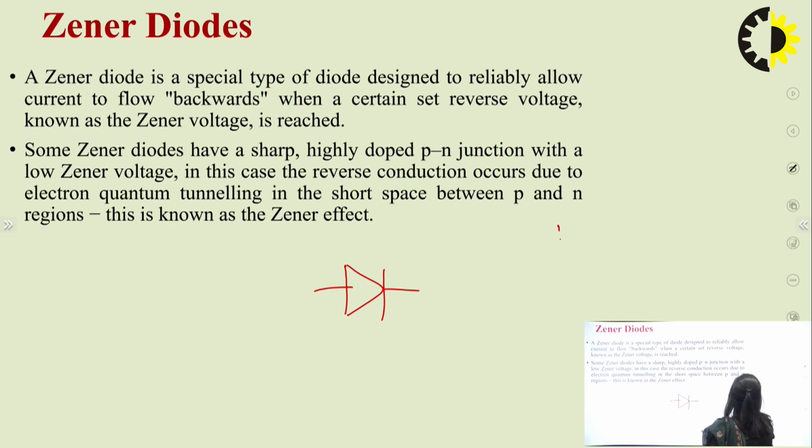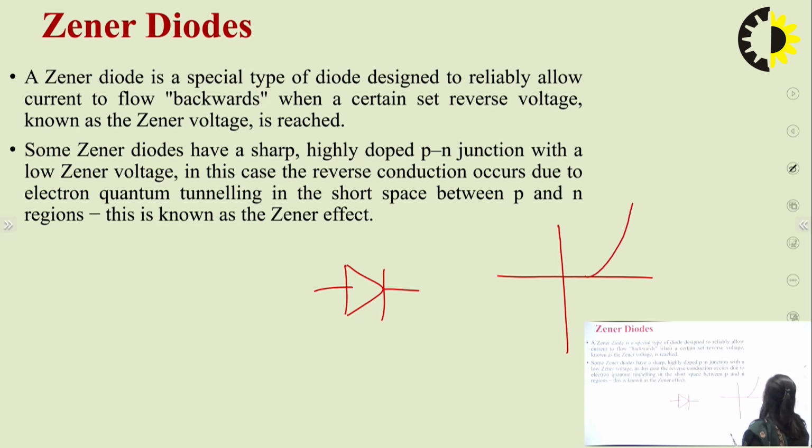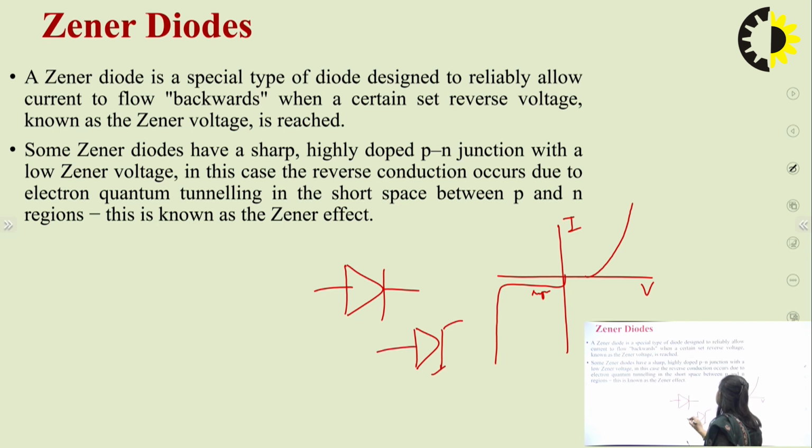So basically, if we operate the normal PN junction diode in forward bias, it will work like this, where this is the voltage and this is the current, and in reverse bias it will be like this. So this is the reverse bias region and this is the reverse saturation current. In Zener diode, this is the symbol of the Zener diode, and it will always be operated in the reverse bias condition, like in this way.